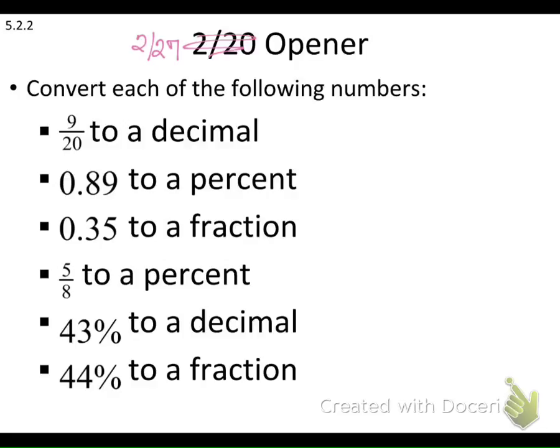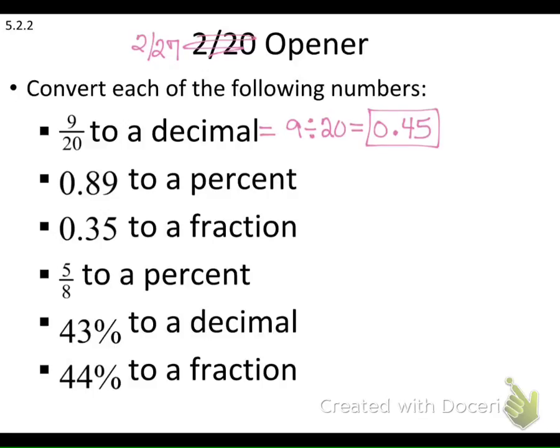So the first one here, we're converting a fraction to a decimal. Beyonce, how do I change a fraction to a decimal? Good, so we're going to divide the numerator by the denominator, and what does that equal? 0.45. So 45 hundredths. Good.